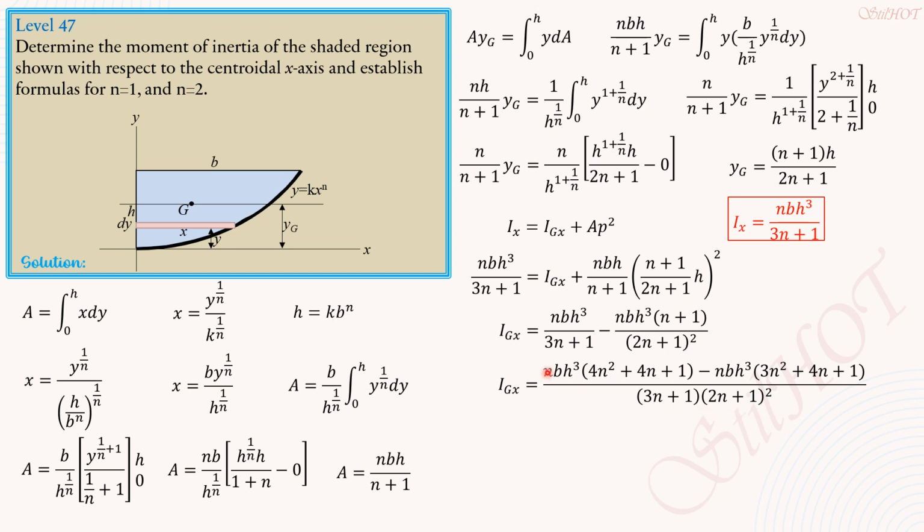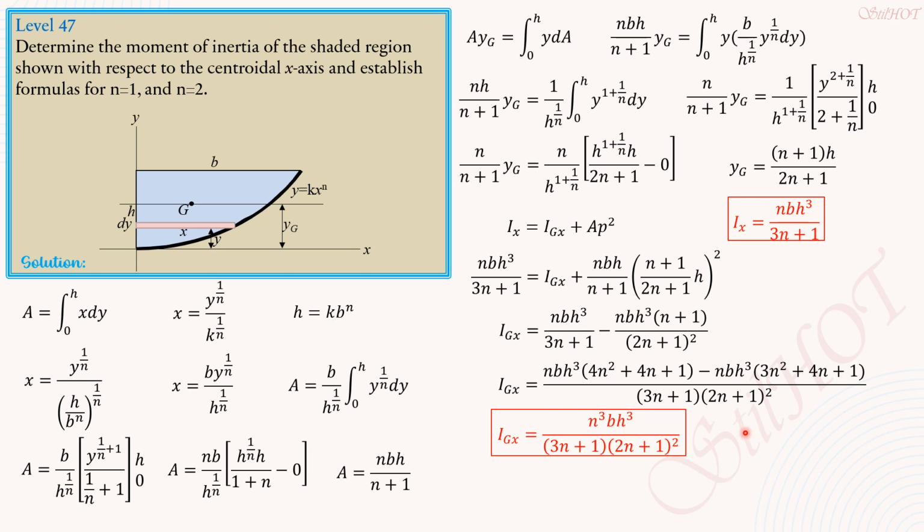So if we simplify, this is nbh cubed times 4n square minus nbh cubed times 3n square. So n cubed bh cubed in the numerator. Then cancel like terms, also like terms. So what is left in the numerator is n cubed bh cubed, and in the denominator (3n plus 1)(2n plus 1) square. So I_gx is n cubed bh cubed over quantity (3n plus 1) times (2n plus 1) square.